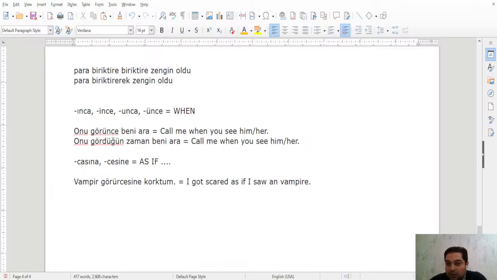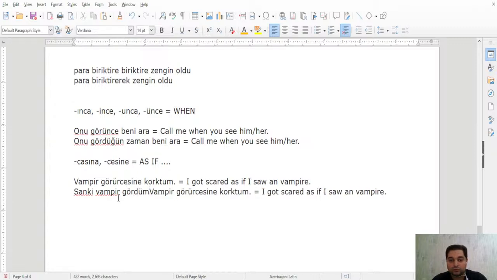Merhaba Lina. So what would you say about how we can transfer this into sanki? Okay, how would you, for example, make this one? So with sanki, sanki vampir gördüm, korktum, okay? Sanki vampir gördüm. You can also say gördüm ve korktum, or just korktum. How did you get scared? Sanki vampir gördüm. Sanki vampir görmüş gibi oldum.